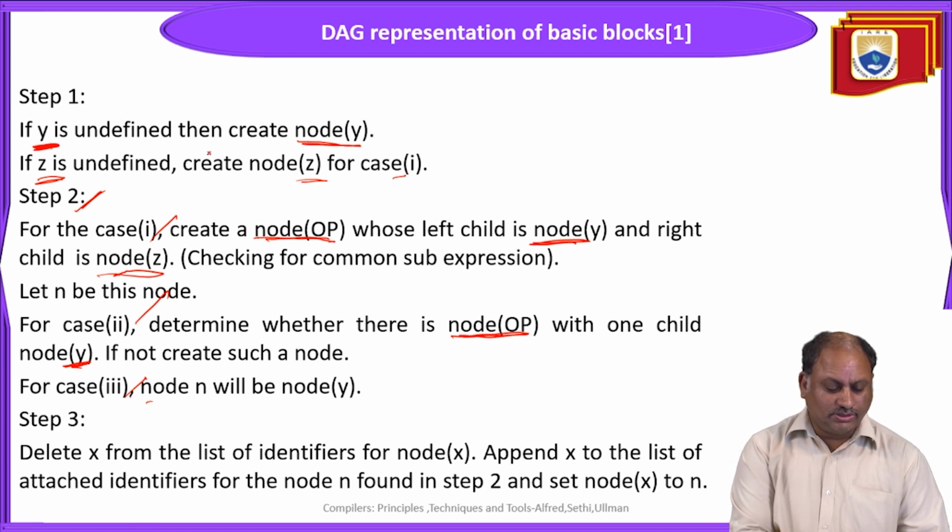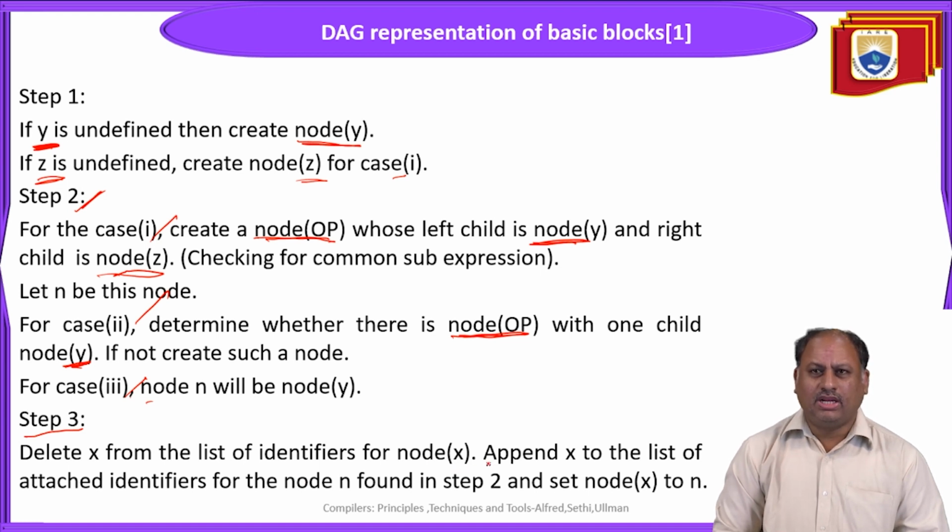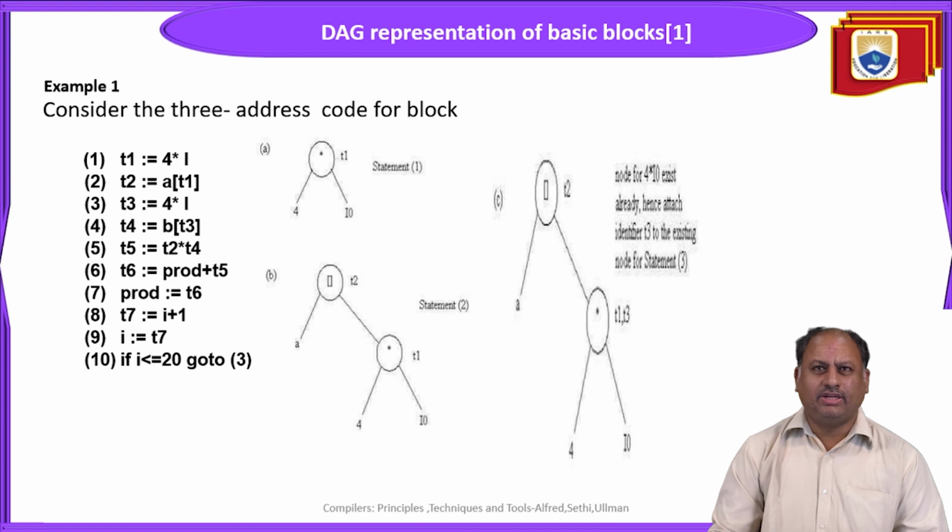And the first step is if y is undefined and if z is undefined. What are the two cases? And in step 3, delete x from the list of identifiers for node x and then append it to the list of attached identifiers for the node which is found in step 2. And then we are going to set the node x to n.